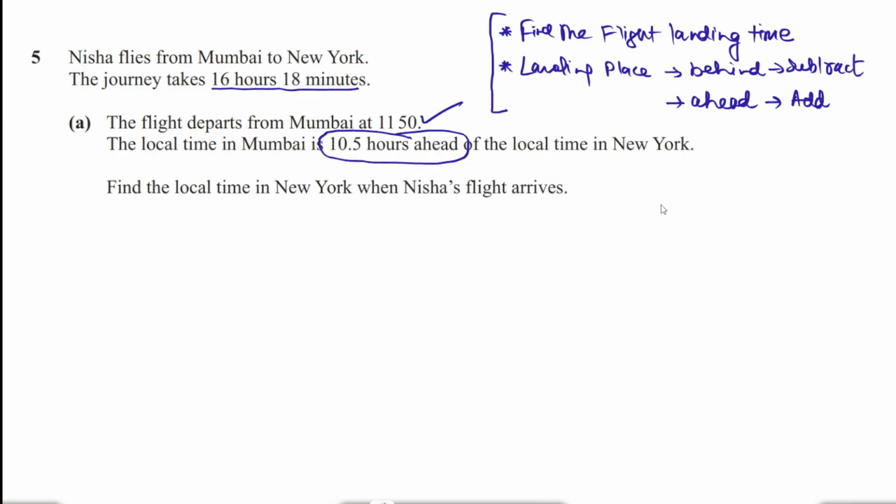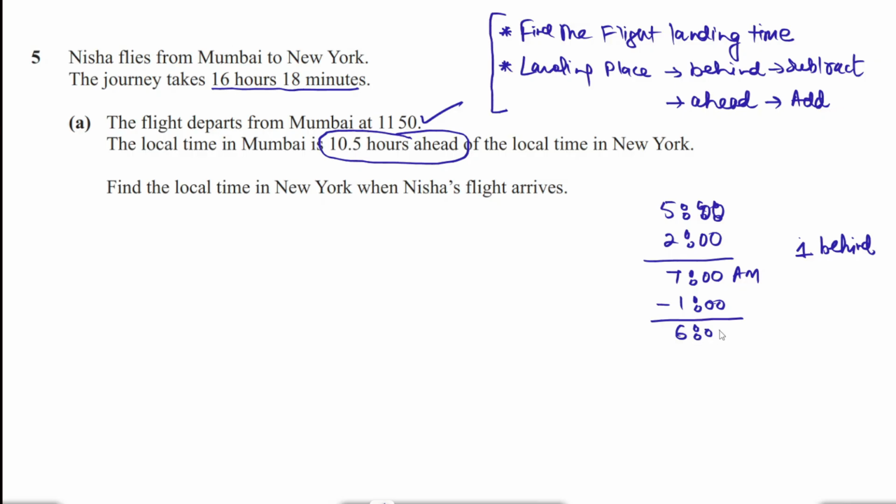So for an example, if a flight starts at 5, let us assume, and it takes, let us assume, 2 hours. So the landing time is 7 a.m. Let us assume the country where the flight is landing is 1 hour behind. Because behind means subtraction, we'll subtract that 1 here, and our new country time would be 6 a.m. So that is how this problem can be solved.